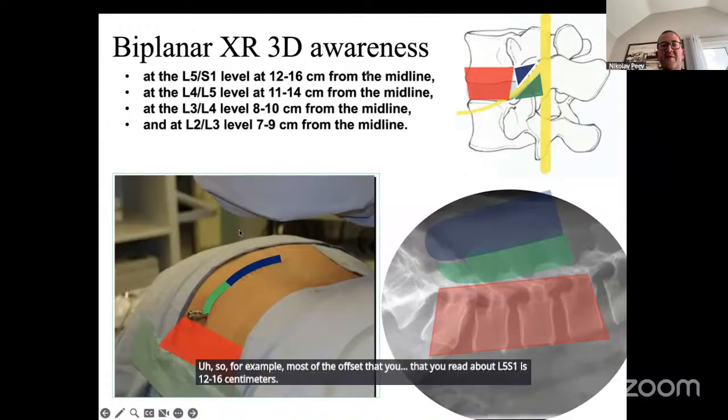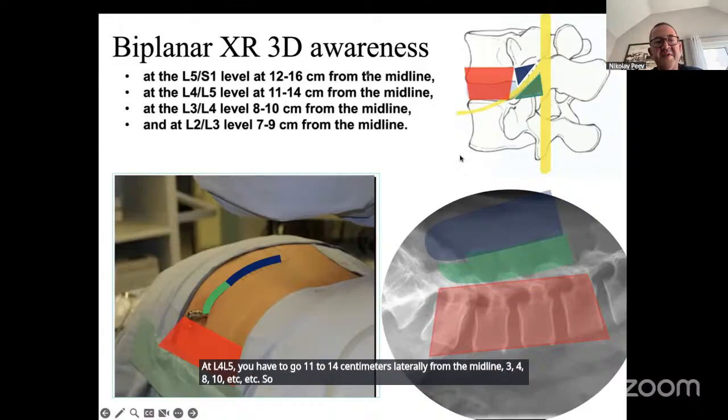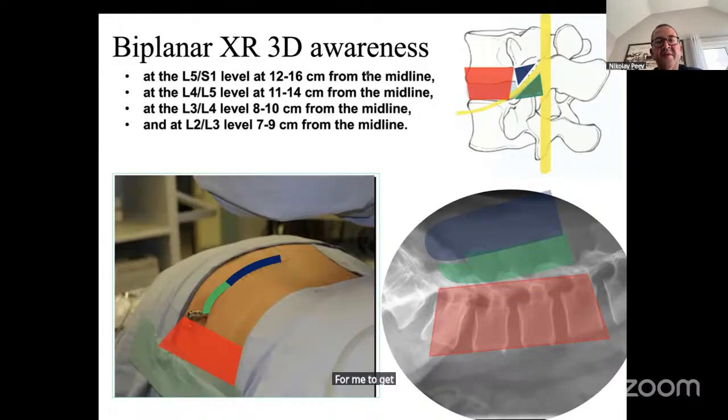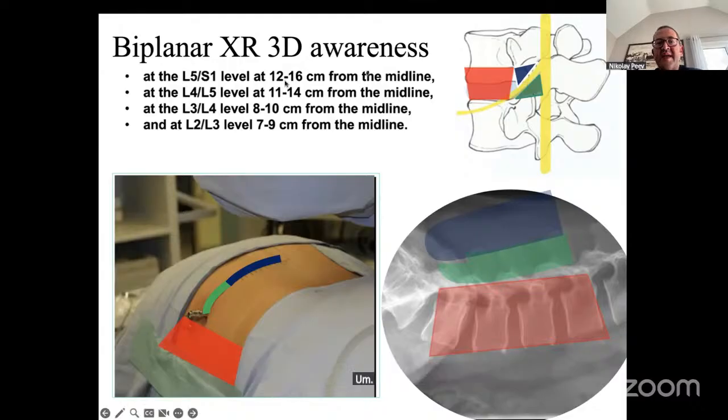At L4, L5, you have to go 11 to 14 centimeters laterally from the midline, and so on. So it was very difficult for me to get my head around it and to understand how, if I operate somebody who is 120 kilos, and if I operate somebody that is 60 kilos, how these centimeters will be the same. And of course, it's not going to be the same. So that's why I tried to develop a way to avoid calculating centimeters, but get some sort of landmarks.